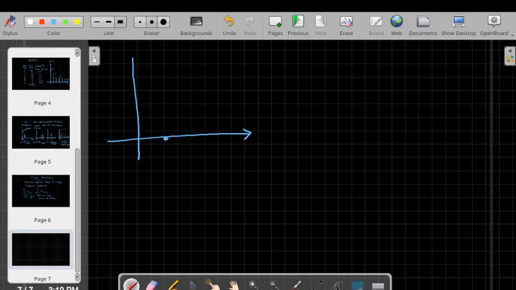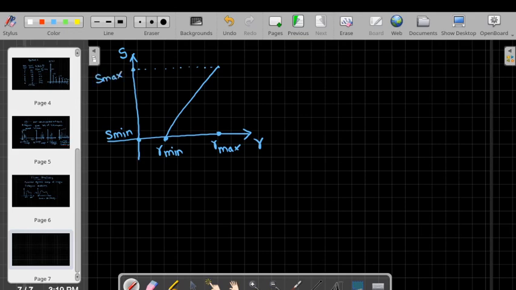Let's consider this is our original gray level R, this will be our modified gray level S. So this point we'll consider as R min, this point will be R max, this point will be S min, and this point we'll call S max.